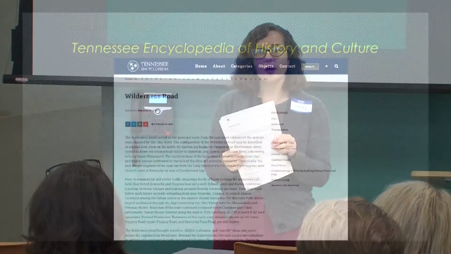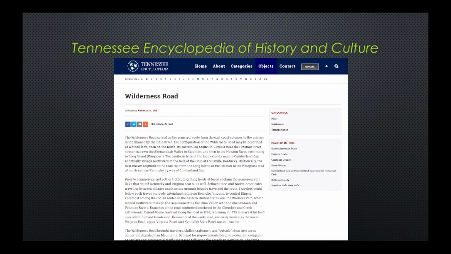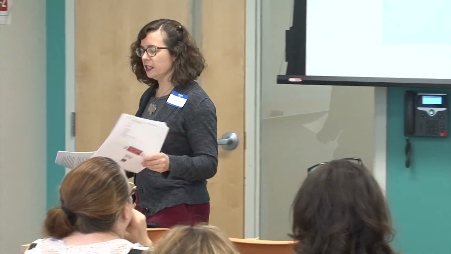The first is an entry on the Wilderness Road from the Tennessee Encyclopedia of History and Culture, which is an online encyclopedia. Just about everything that has to do with Tennessee history and culture is going to have an entry there, written by scholars, including Dr. Busey, from across the whole state and beyond. So has anyone ever used the Tennessee Encyclopedia? Good. This is excellent, especially for high school level readers.